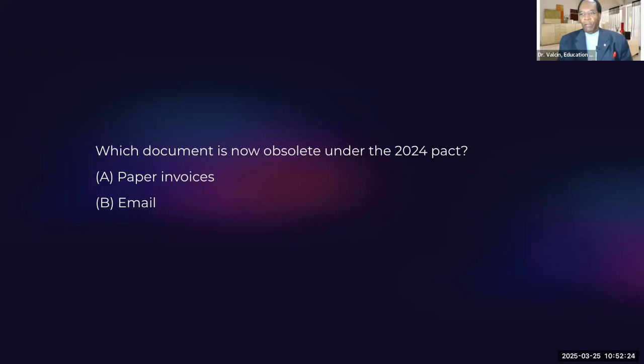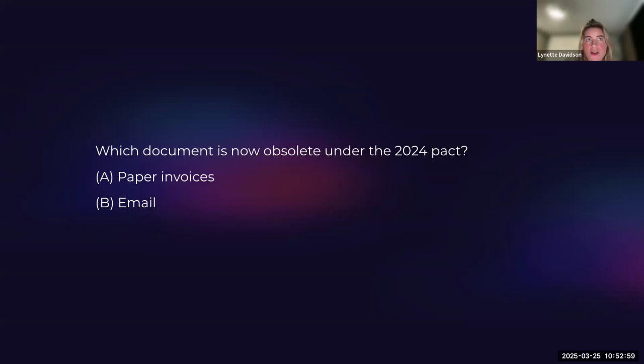Zimbabwe, Steve and Ali say A. No, Ali says B. Ali wrote B. David comments, what role will the European Court of Justice play in interpreting new regulations in 2025? That's a question being raised by David Nimeri.